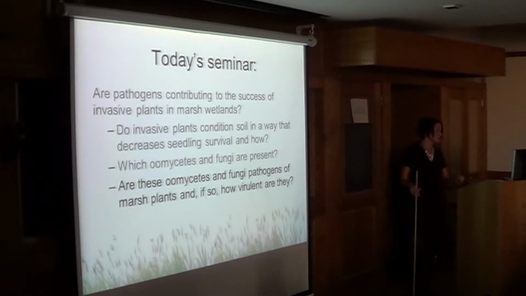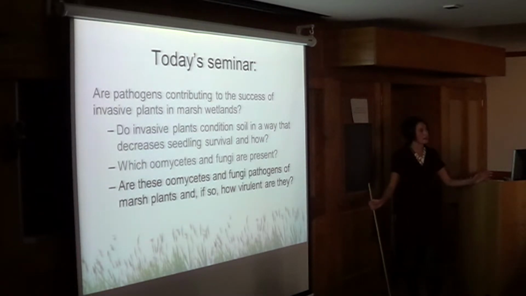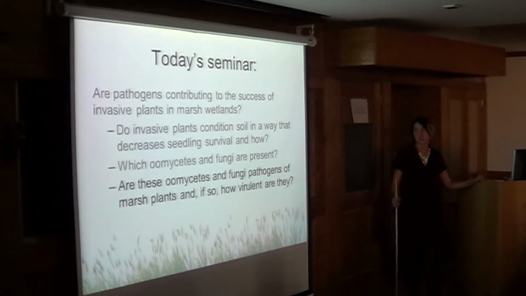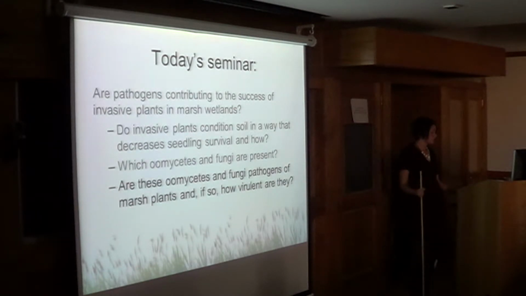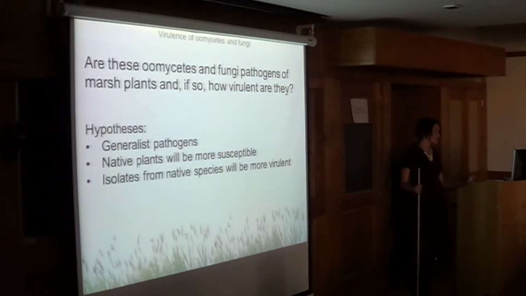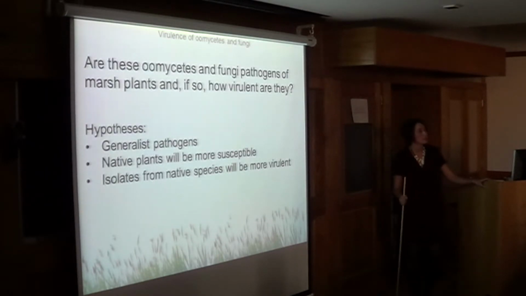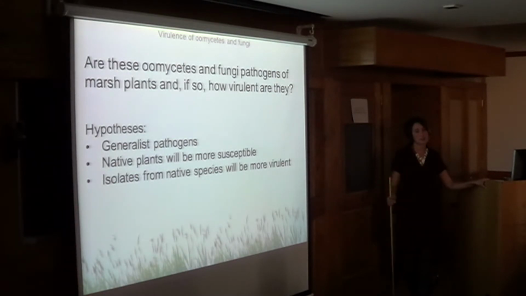So next, I want to know, sure, we know what's there, but what are they actually doing? So are these pathogens of marsh plants? And if so, how virulent are they? So my hypotheses going into this, just based on the types of genera that we were seeing, Pythium in particular, is that we find a lot of generalist pathogens. But thinking back to some of those hypotheses for why invasive plants are so successful, I expected that native plants would be more susceptible and that isolates from the native species would be more virulent.